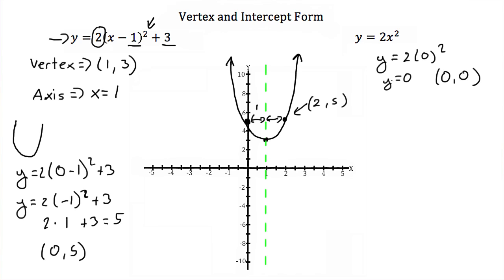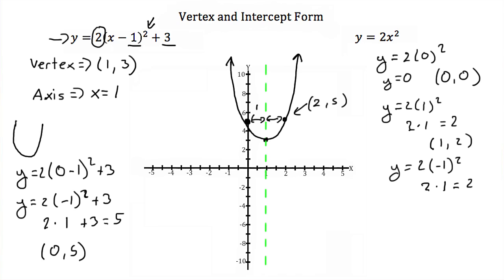Let's pick a couple more. Let's plug in x is equal to 1. If we plug in x is equal to 1, we get 2 times 1 squared. 1 squared is 1, and then multiplied by 2, we get 2. So if y is equal to 2, then we have the point (1, 2). And let's plug in negative 1. If we plug in negative 1, we get y is equal to 2 times (negative 1) squared. Negative 1 squared is just 1, multiplied by 2, and we get 2 again. So we have the point (negative 1, 2). So let's plot these. (0, 0) is right there. (1, 2) is right there. And (negative 1, 2) is right about there. So with these points, we can graph our quadratic, and it's going to look something like that.